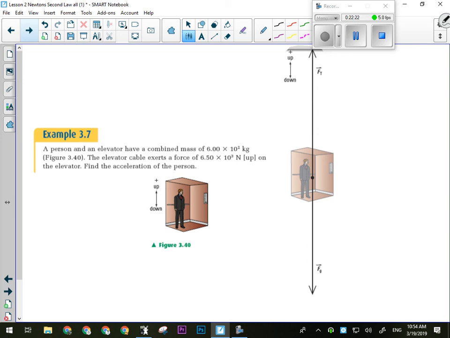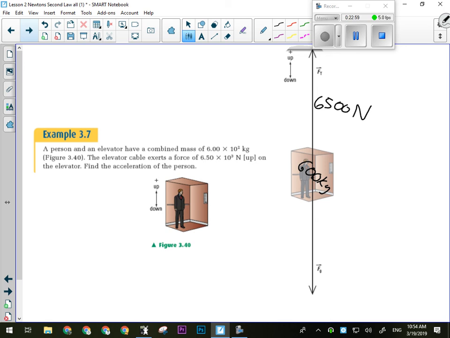All right. So for this example here, make sure you write this one down because we're going to go through it. I have a person and an elevator with a combined mass of 600 kilograms. They've drawn a free body diagram here. I would just add that this is 600 kilograms. The elevator cable exerts a force of 6.5 times 10 to the 3 newtons up. Again, I usually write those numbers on there. 6,500 newtons. That's the tension in the cable, the lifting force of the cable.